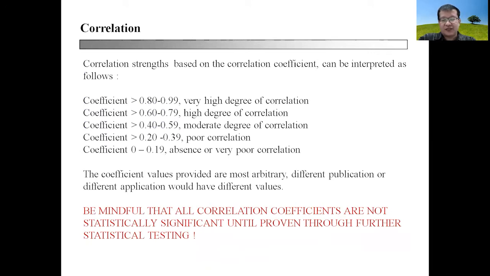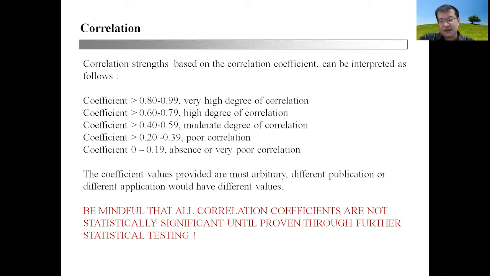Correlation strengths based on the correlation coefficient can be described and interpreted as follows. When you have a correlation coefficient between 0.8 to 0.99, it indicates a very high degree of correlation. Conversely, if you have a correlation that is between 0 to 0.19, we are talking about an absence of or very poor correlationship between two independent variables. And then you can also have a coefficient of between 0.6 to 0.79, which typically denotes a high degree of correlation, whereas those between 0.2 and 0.39 indicate poor correlation, and the values in between, which is 0.4 to 0.59, indicate moderate degree of correlation.